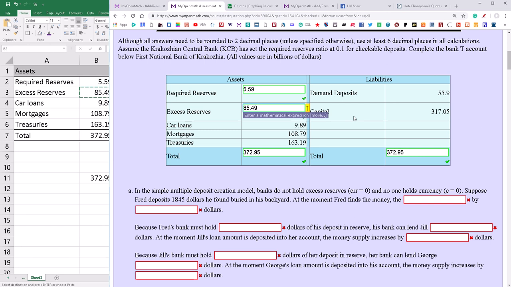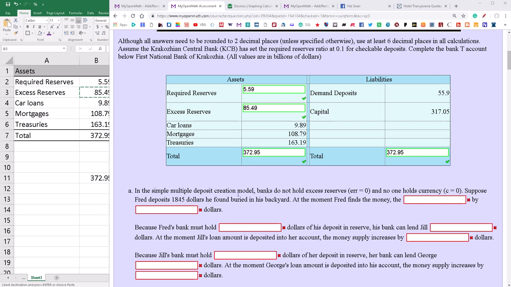Another possible explanation of why the excess reserves are so high is that post-2008 financial crisis, the Federal Reserve began paying banks interest on reserves that they held at the Fed. So instead of making loans to people wanting to buy cars, homes, or to the government via treasury bonds, this bank is making $85.49 million in loans to the Federal Reserve System, or their central bank. Okay?